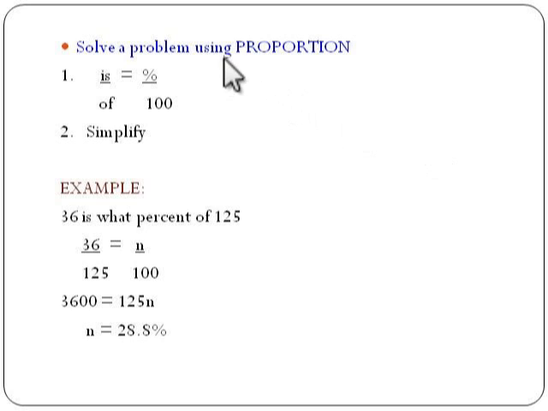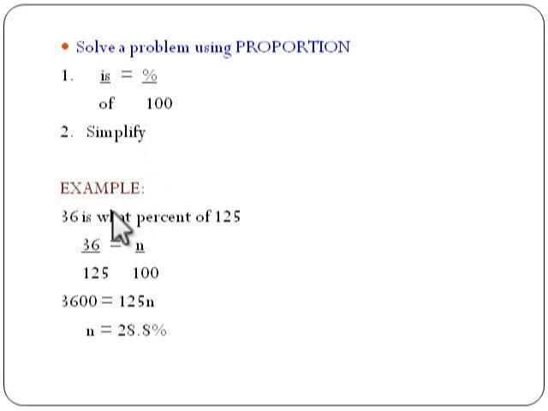To solve a problem using proportion, there is a certain way to set it up. You'll see what I mean when we look at the example. The is number is going to go on top, the of number on the bottom. If we're given a percent, that number goes here, and 100 goes under the percent. Once you have your three numbers, you are able to simplify, just like we did in chapter 5.